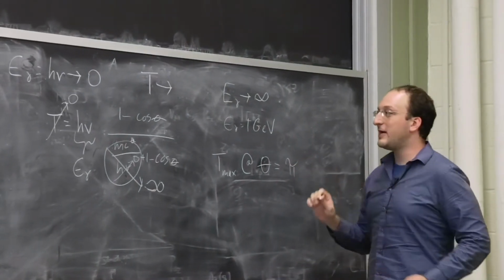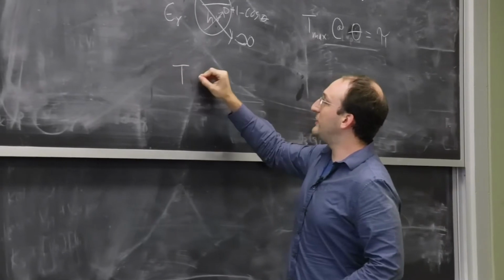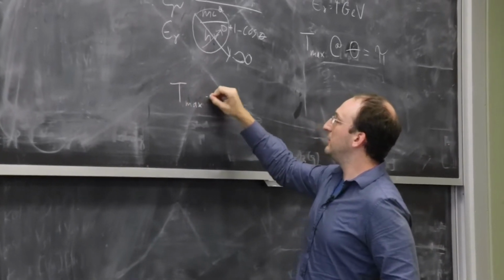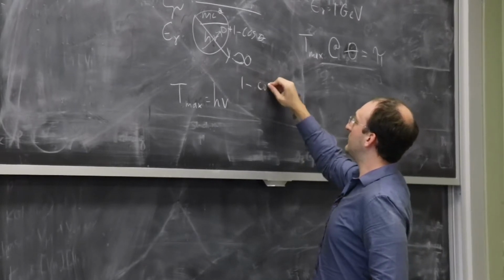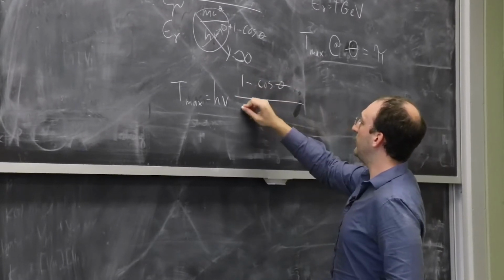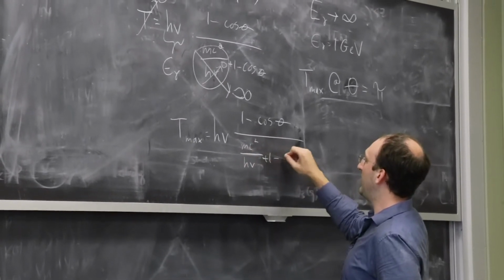And let's actually plug that in to find out why. If we say T max equals h nu, depends on the electron coming in, 1 minus cosine theta over mc squared over h nu plus 1 minus cosine theta.